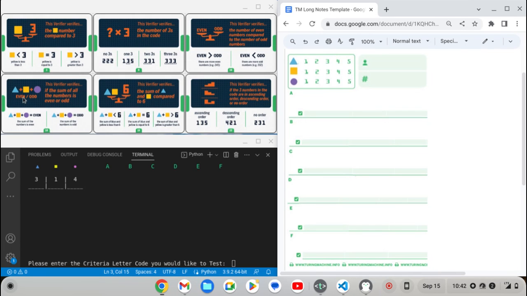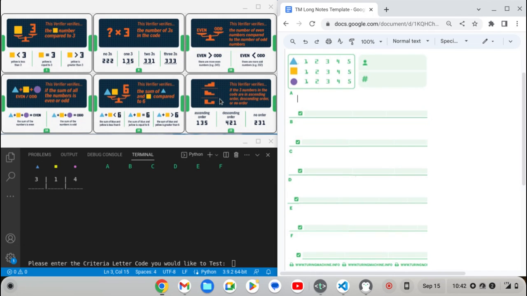Criteria card D will look at our 3-digit solution, triangle, square, and circle, and will add the digits up and will let us know whether the sum total is an even quantity or an odd quantity. Criteria card E will look at the first 2 digits, triangle and square, add them up, and compare the sum to the number 6. So should the sum be less than 6? Should it be equal to 6? Or should the sum be greater than 6?